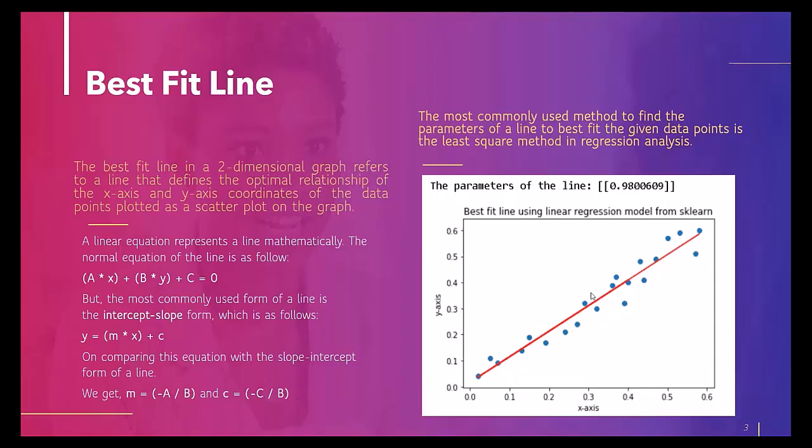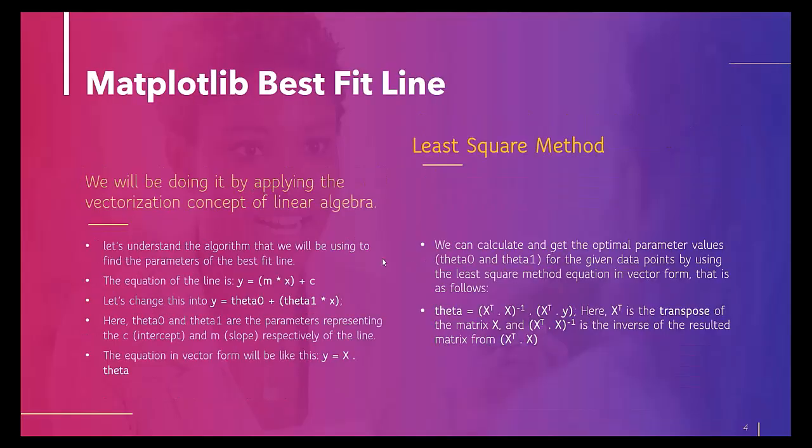So in this graph you can see that we have some scattered dots, and in between it we have a red color line. This red color line is known as a best fit line. So now we will move ahead and learn what is best fit line in Matplotlib and how we plot it.